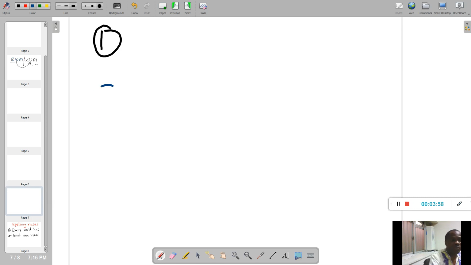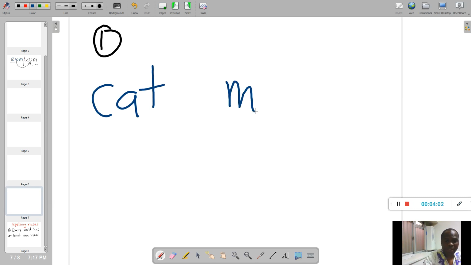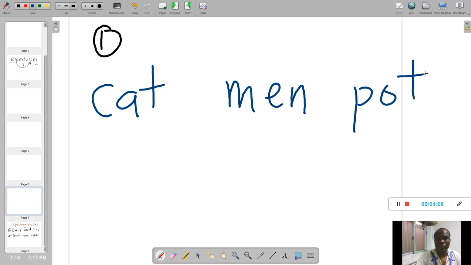Some examples are cat. We have a word man. And we have another example like pot. So if you look at these words, you realize that there is a vowel in each of them. So we have cat, and the vowel is A. We have man, the vowel is E.